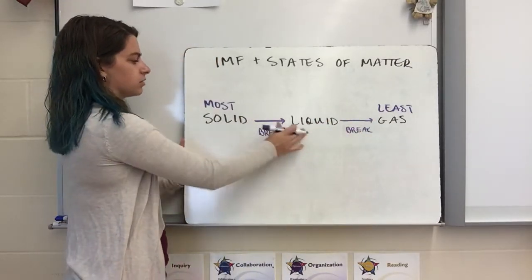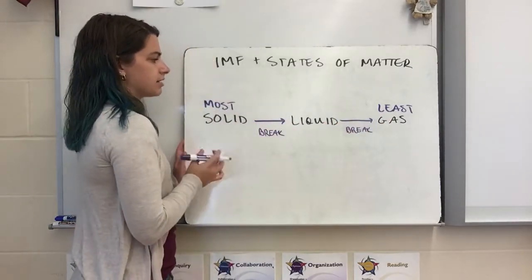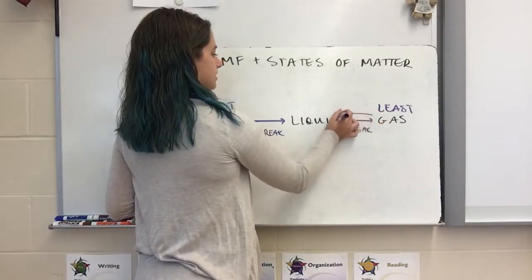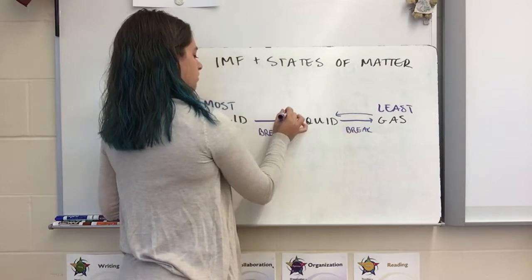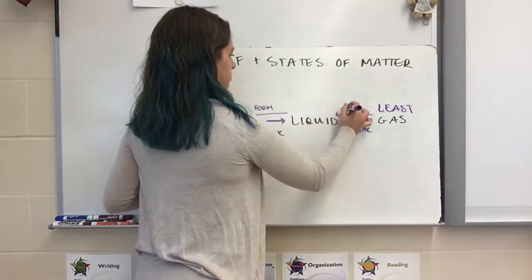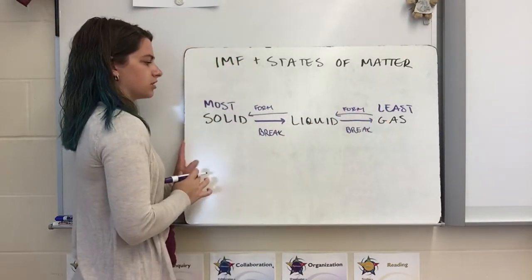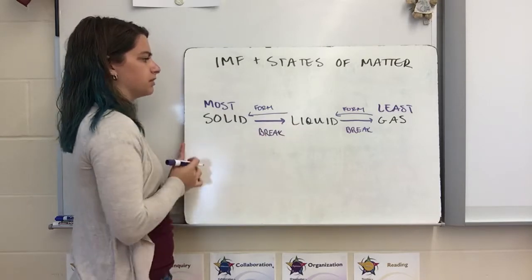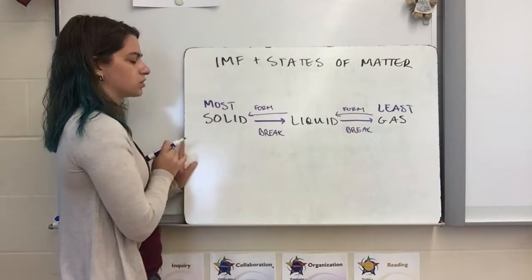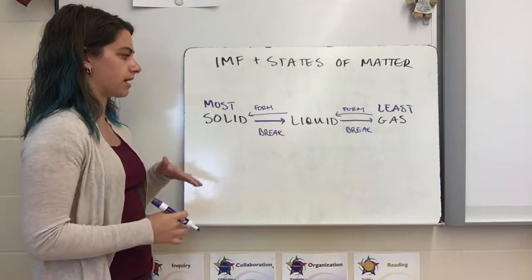So going from a solid to a liquid is melting, going from a liquid to a gas is evaporating. Now the same thing happens when we go back the other direction. As we go from a gas down to a liquid, and then as we go from a liquid down to a solid, we're going to form those attractions. So gas down to a liquid would be condensation or condensing. Liquid to solid would be freezing. So in order to go from the least attractions to the most attractions, we need to form those intermolecular forces as we go through our states of matter.